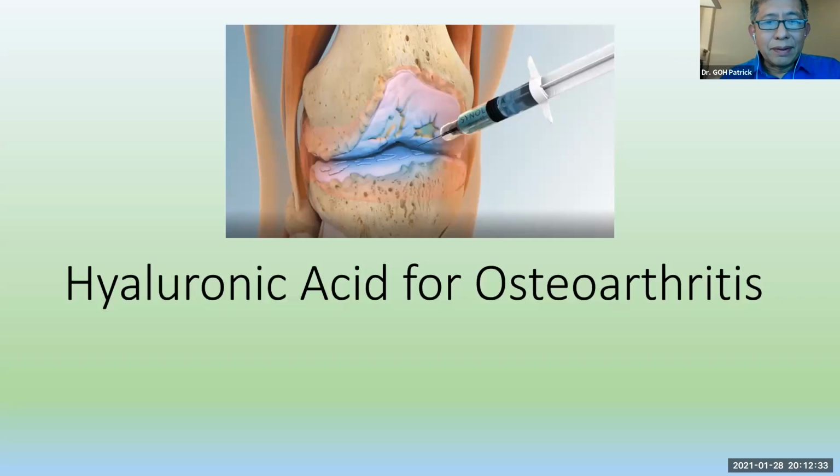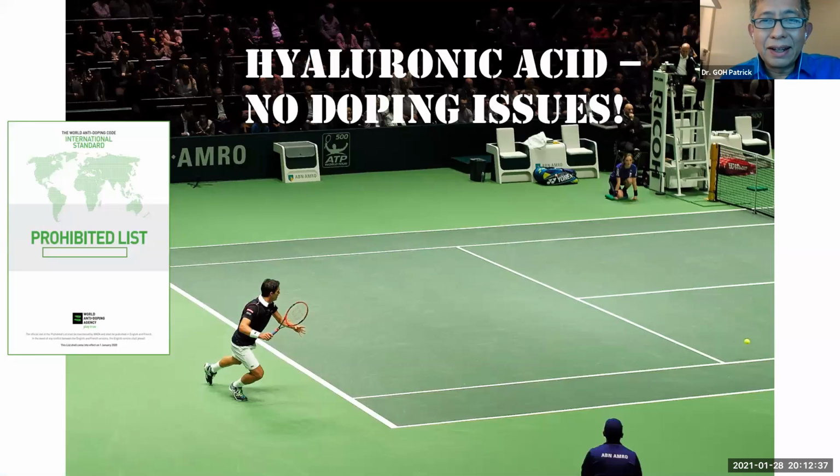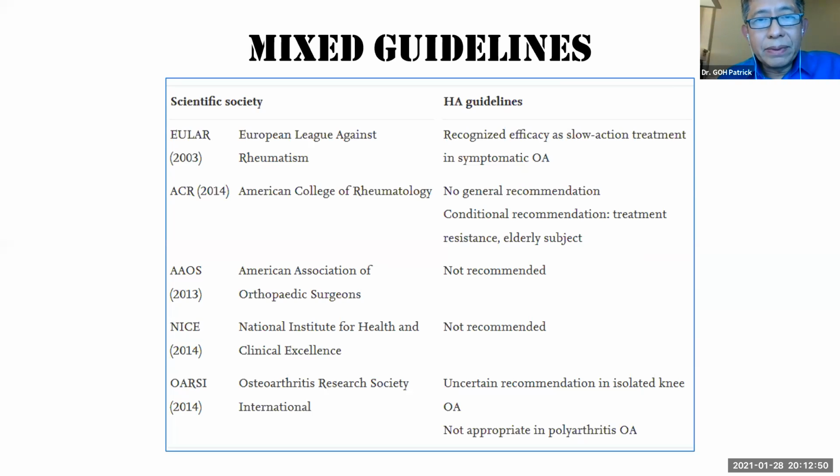Now let's talk a little bit of hyaluronic acid for osteoarthritis. First thing I want to say is that hyaluronic acid has no doping issues, right? It's never been on the prohibited list, and it's not on the current prohibited list as well. So that's one thing off your mind if you have a competitive athlete. Now, if you look at the guidelines concerning hyaluronic acid for osteoarthritis, they are pretty mixed. And here's just a little sprinkling of them.